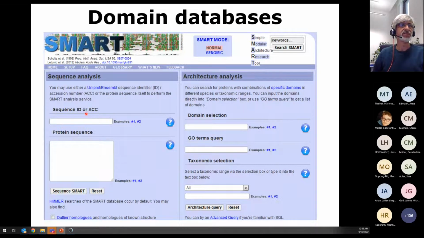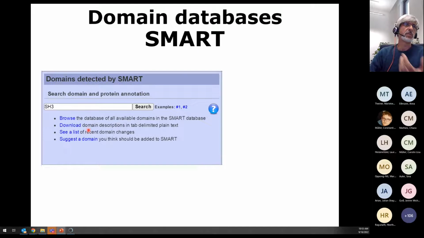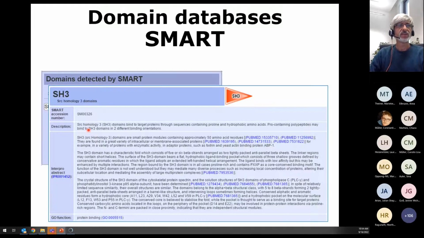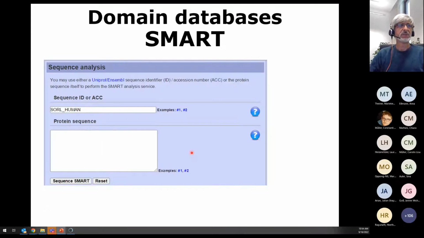If you go to this database, you get a window like this, and then you can query the database in different ways. Of course, it's a domain database, so you can ask about a particular domain, in this case SH3. You get some text informing about what is known about this domain, and some papers that talk about it. But also, like I said, you can ask about the domains that are predicted.